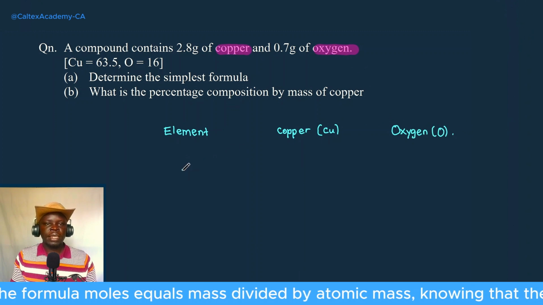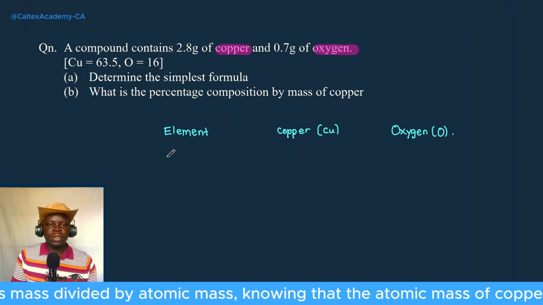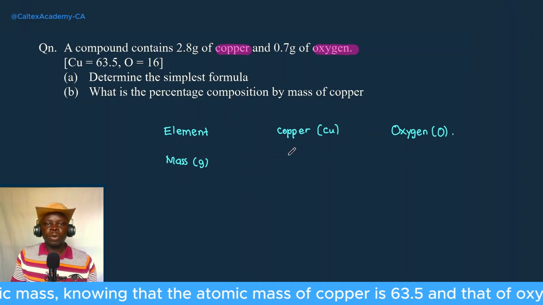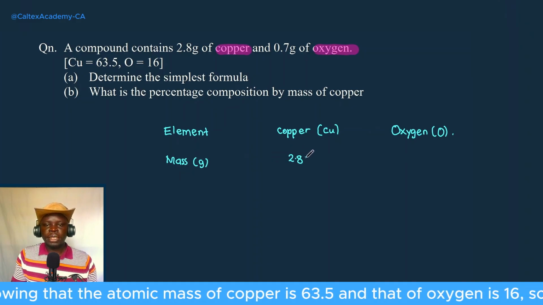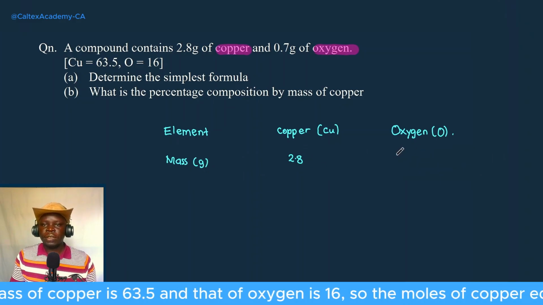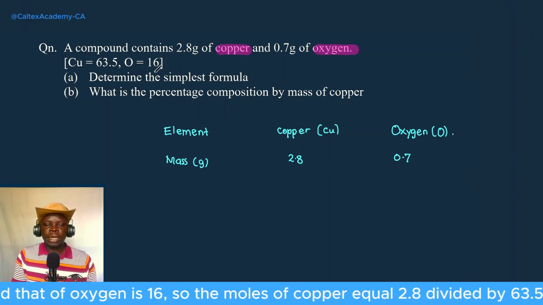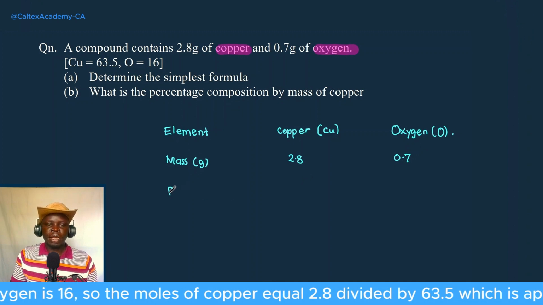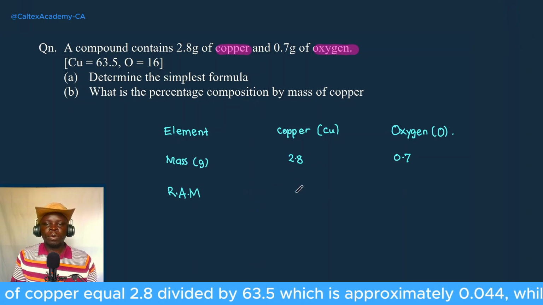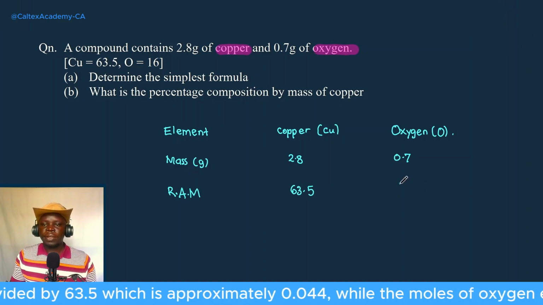Now, after that, the next thing is to write out the masses, their composition by mass. So we can say mass, and here the mass is given in grams. So for copper, we're given 2.8, and since I put the unit here, we don't need to repeat ourselves. And oxygen is 0.7. Now the next thing we also need to take care of is relative atomic mass. So let me abbreviate this as relative atomic mass, RAM. Then for copper, we have 63.5, and for oxygen, we have 16.